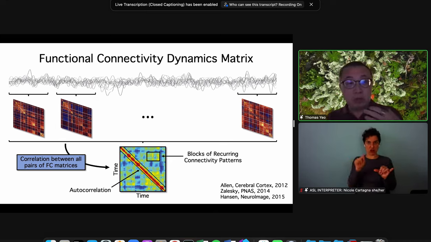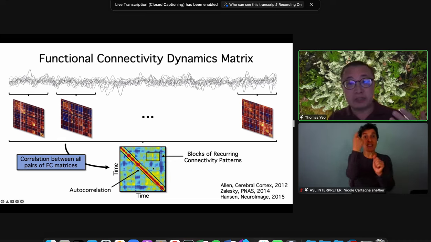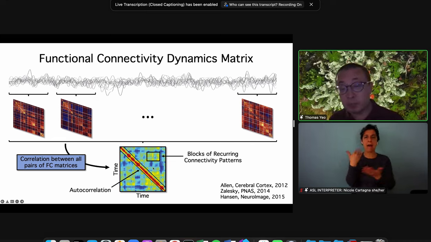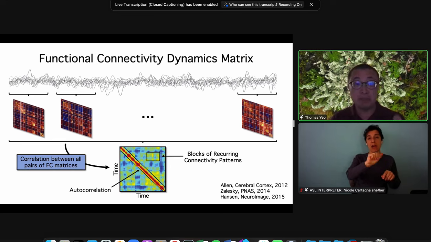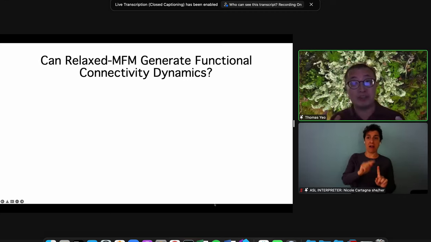So what was intriguing to us was to try to understand the mechanism driving these dynamic fluctuations. There's been some work on this topic by manually tuning the parameters of biophysical models, such as the excellent work from Andrew Zalesky and Eric Hansen, and many other people. So does Peng's relaxed mean field model generate realistic functional connectivity dynamics?